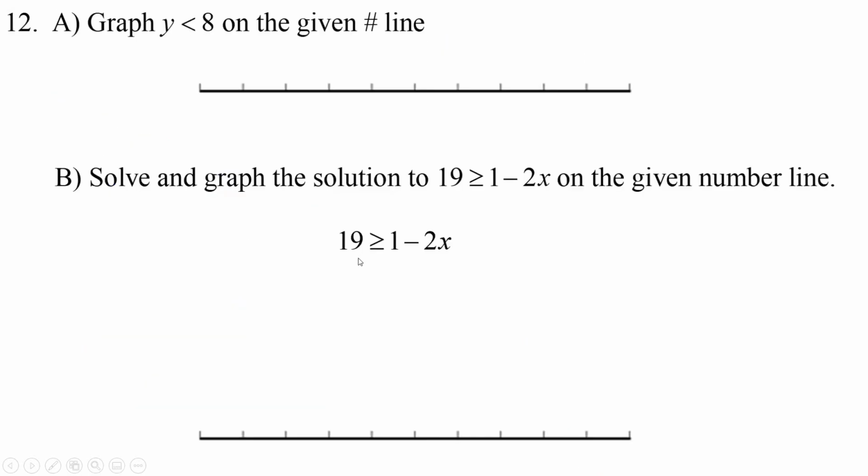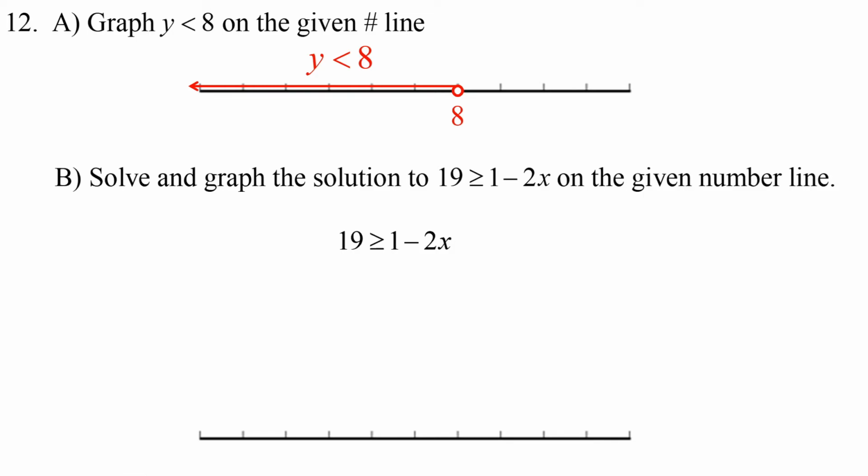Okay. Number 12. Graph y is less than 8 on the given number line. Oh, that's easy. So on the number line, first I need to make one of these hash marks an 8. Doesn't matter which one. So how about that one right there? 8. Now, less than. There's no equals, so the dot on my 8 would have to be an open dot. And y is less than that 8. Wouldn't that be everything to the left of that 8? And there's my graph of y is less than 8.